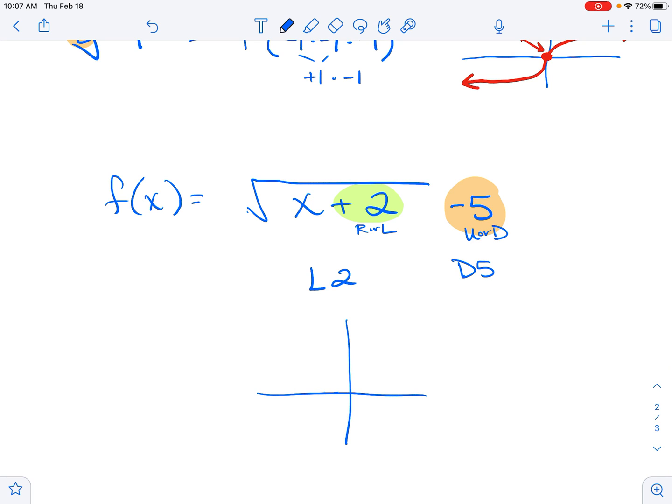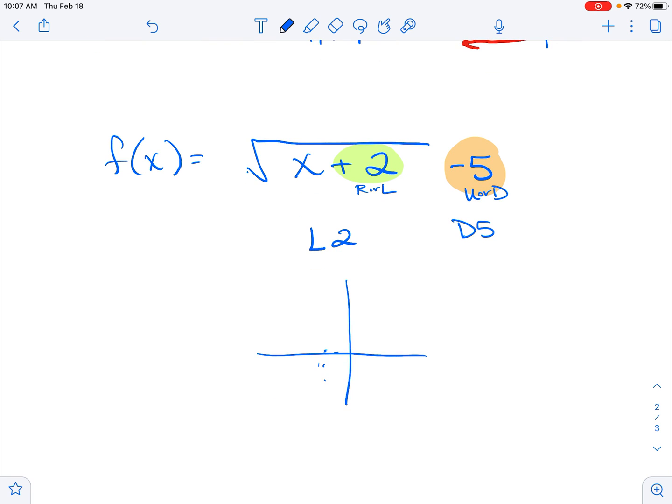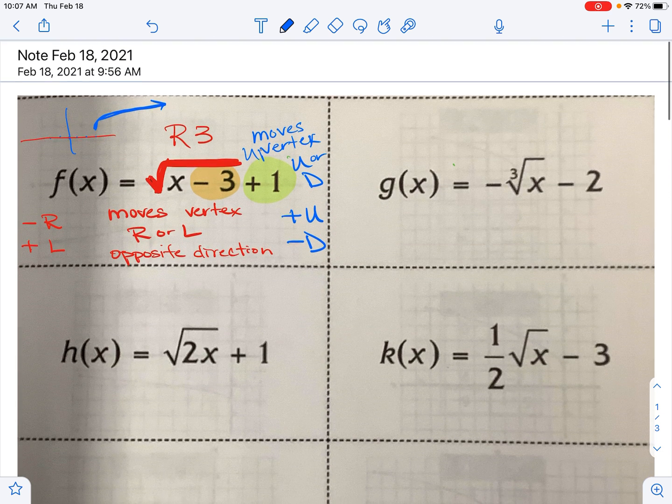Left 2, 1, 2. Down 5. 1, 2, 3, 4, 5. And then the graph is the same. That's it. Now, what about these other numbers?